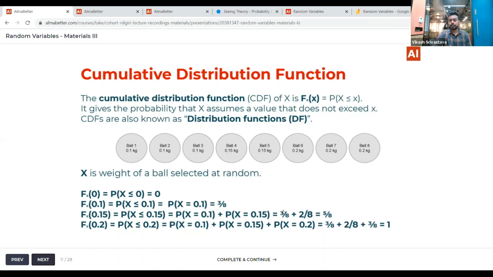And this will be again, so probability of x is equal to 1 is 3/8, and probability of x is equal to 0.15 is 2 by 8, which is 1 by 4, and that will give us 5 by 8. Okay. And if we talk about F_X of 0.2, so this is probability of capital X less than or equal to 0.2. And what are the possible values which are less than or equal to 0.2? So this is X equal to 0.1, X equal to 0.15, and then capital X equal to 0.2. And what are the individual probabilities for these? So we'll just add them up. In this case for 0.1, this is 3 by 8, then 2 by 8, then 3 by 8 for 0.2, and they all add up to 1.